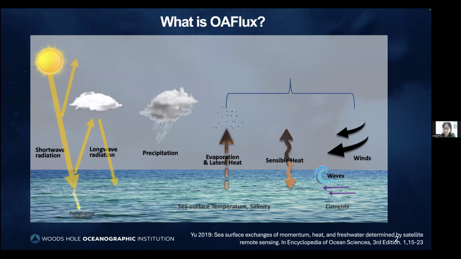So I start with this figure, which everybody knows, about the processes involved in air-sea exchange. Mostly it is shortwave radiation, longwave radiation, precipitation, evaporation, which gives out both vapor and heat, sensible heat, and of course the wind. These processes regulate the ocean and atmosphere interaction and also the climate. But quantifying these fluxes is not an easy task, and none of us can do all of these fluxes.